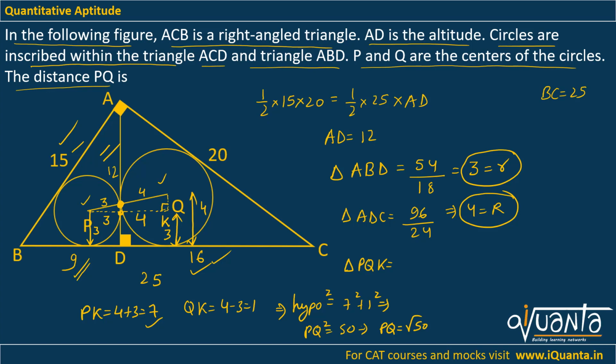Many of you would have just added up 3 and 4 over here, but that is wrong, because we are not sure whether both these circles will be touching AD at the same point.